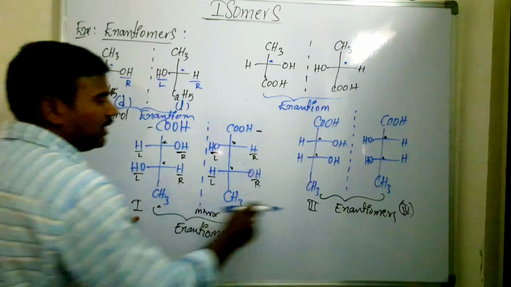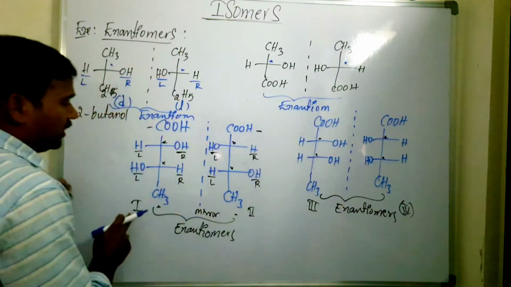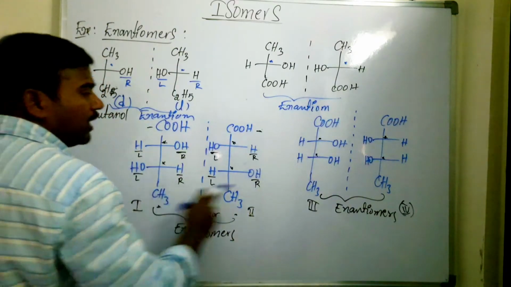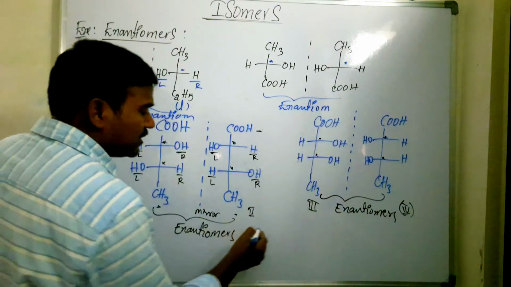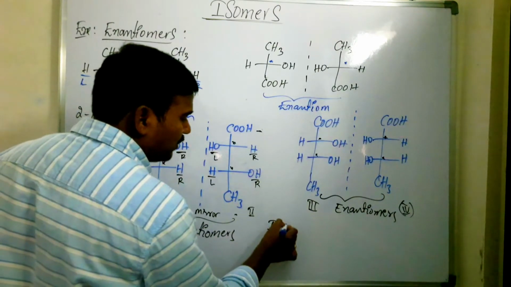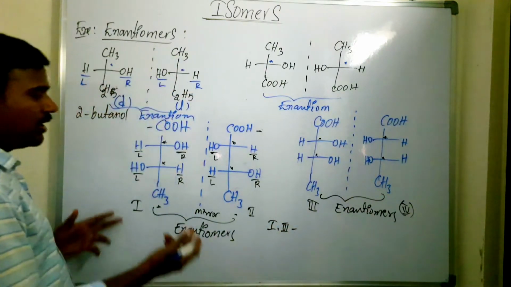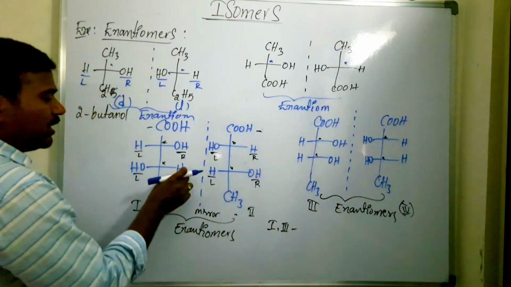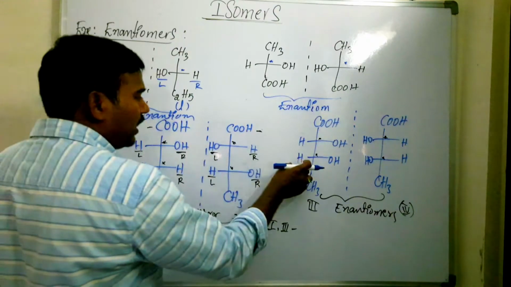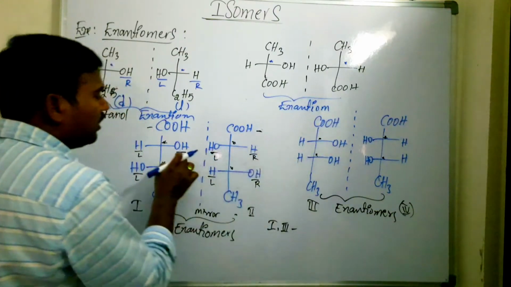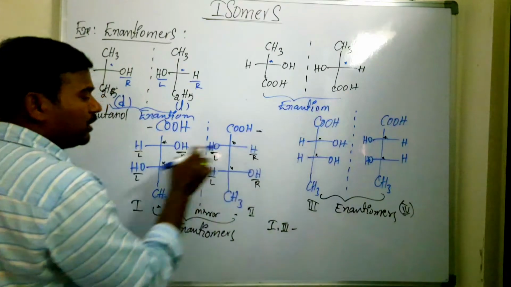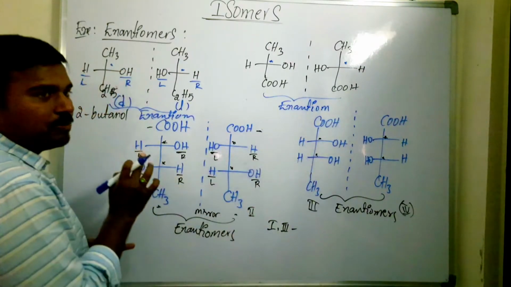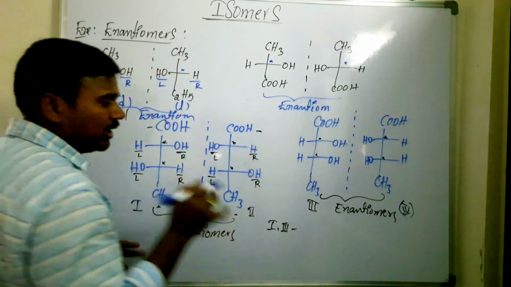Now you compare 1 and 3. These two have the same molecular formula, so they are isomers. Are these 1 and 3 called mirror images? No, they are not mirror images. Now OH is on the right side, OH is also on the right side. Here hydrogen is on the right side, here hydrogen on the left side. Here the chiral carbon is not superimposable, and they are non-mirror images. So 1 and 3 come under diastereomers.